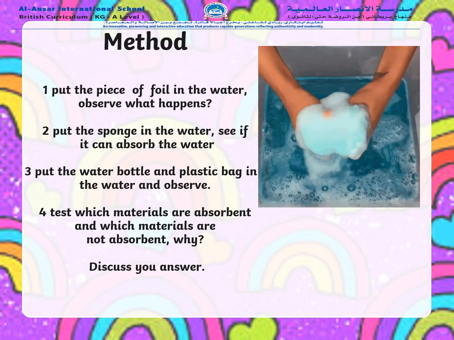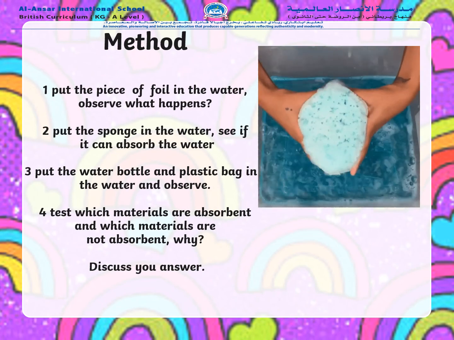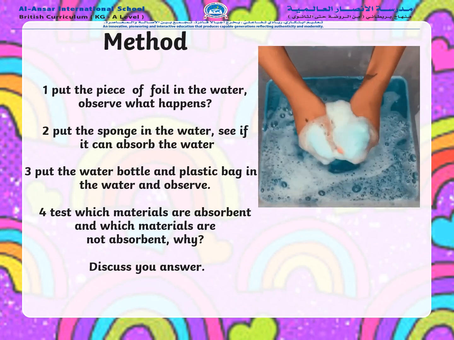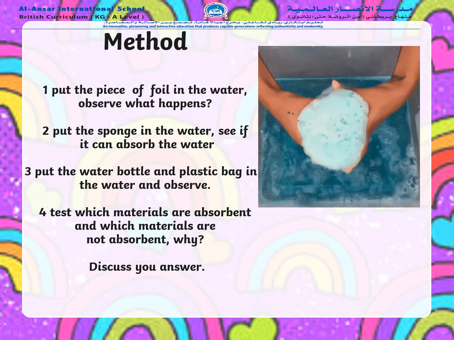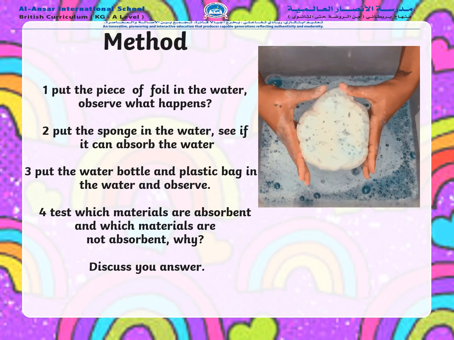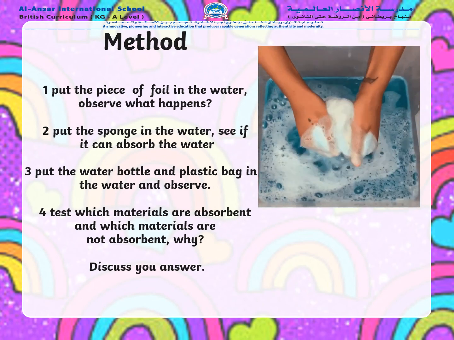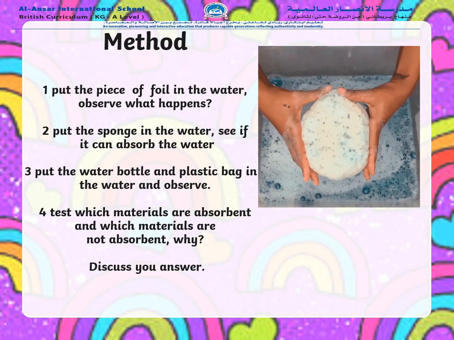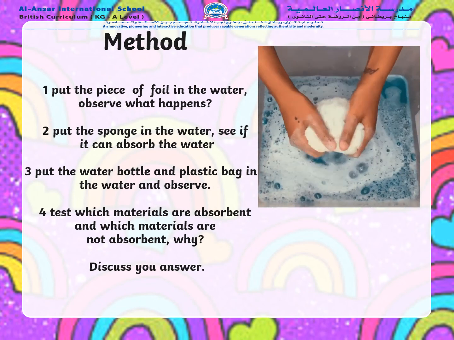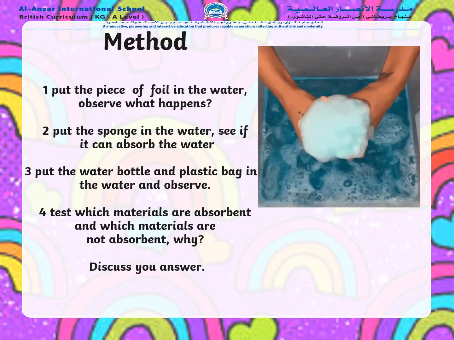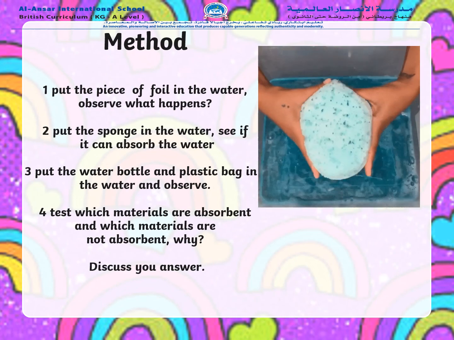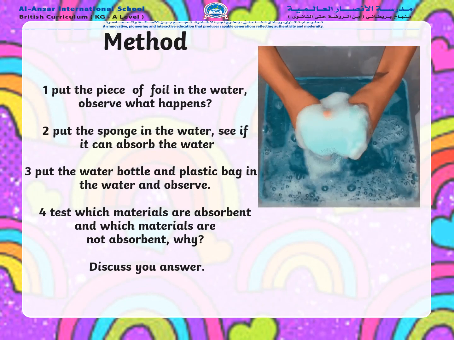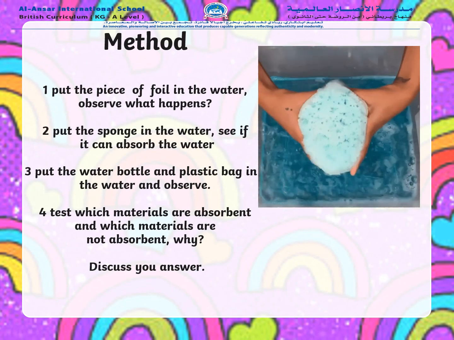Let's start with the foil paper. Put that foil paper in the water and observe what happens. Let's try with some other material. Now put your sponge in the water and see if it can absorb water. Let's go to the next one. Put the water bottle and plastic bag as well in the water and observe which of these can soak water. Test which materials are absorbent and which are not absorbent and discuss your answers with your class.